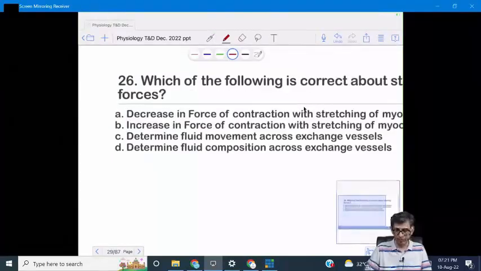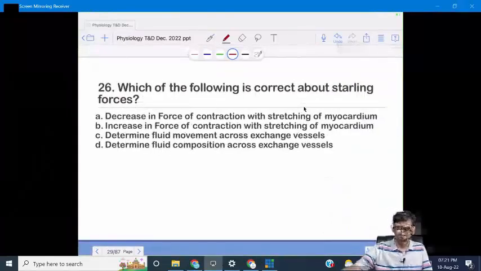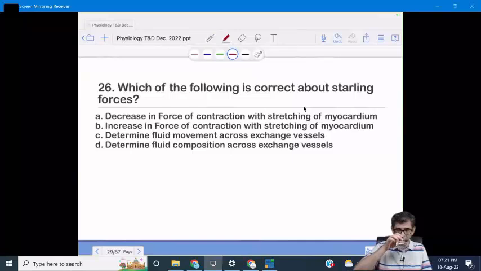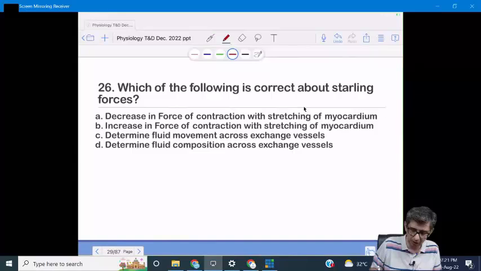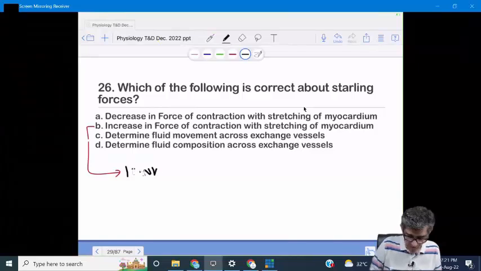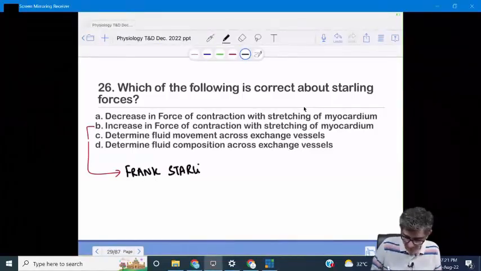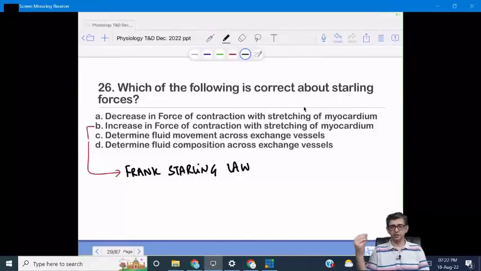Coming to 26. Which of the following is correct about Starling forces? There are two things: one is the Frank Starling law. If I had asked what is Frank Starling law, the answer would have been option B, the increase in force of contraction with stretching of the myocardium. I mean, if you stretch the heart, it will contract with more force. That is the Frank Starling law. The question is simply regarding Starling forces.